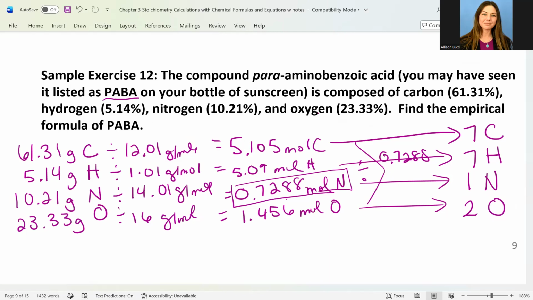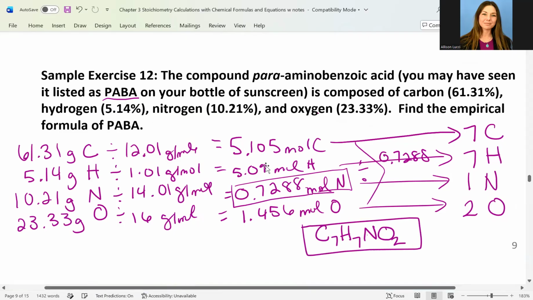So now I'm going to arrange these in order of electronegativity. So I'm going to have C7, H7, N, and O2. So this is the empirical formula for PABA.